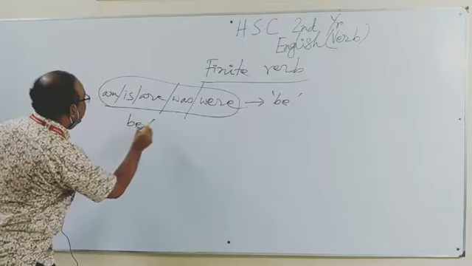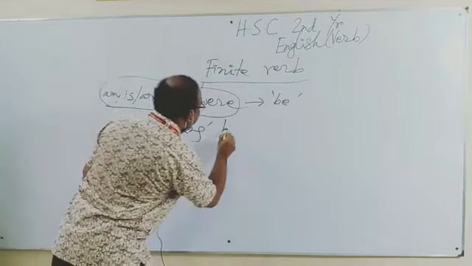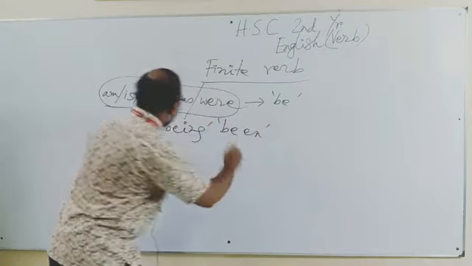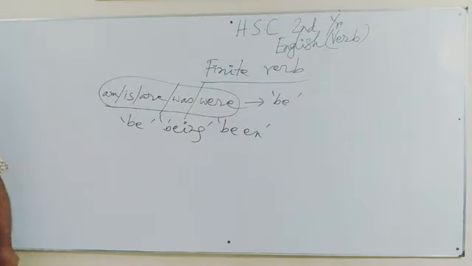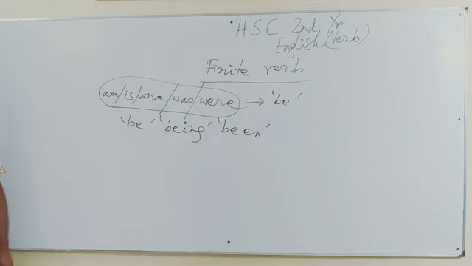Again, be, being, been. These are the non-finite forms. And what are the non-finites? Non-finites actually do not belong to verb in English. They look like verbs, but they do not complete the sense of a verb. That's why in English they are called non-finites, not non-finite verb.